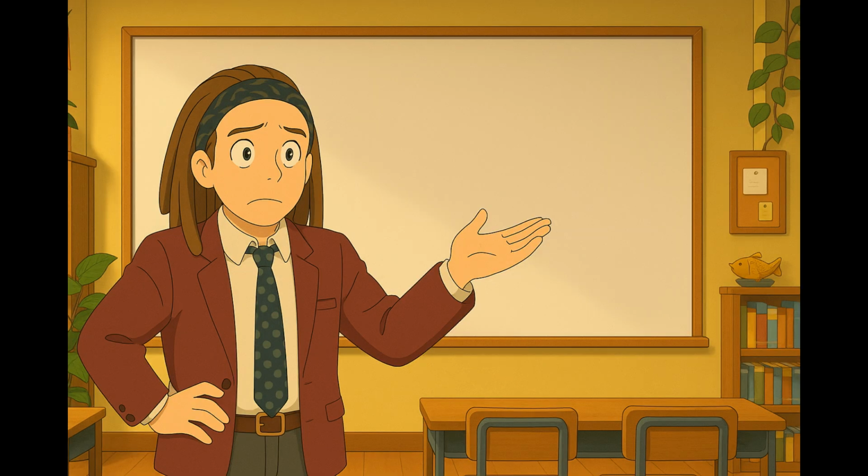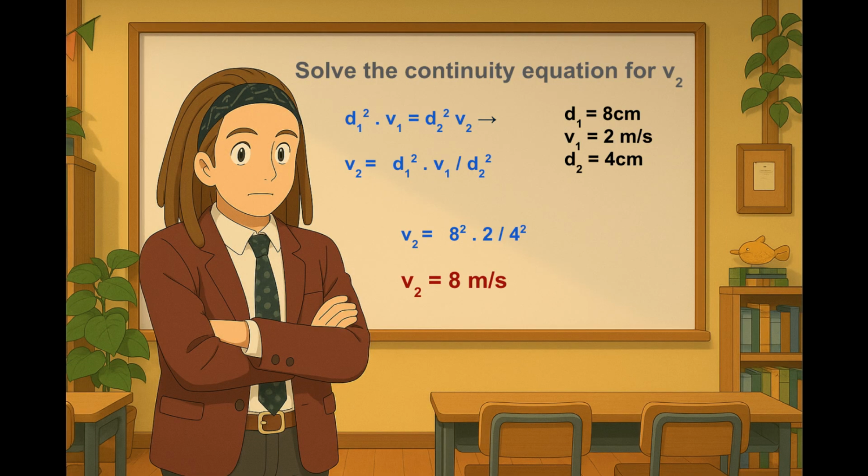Step 4. Solving for pressure. Our main objective is to find P2. To do this, we first need to determine the speed of the water at section 2, V2. We'll use the continuity equation for this. V2 equals V1 times d1 squared over d2 squared. Substitute the given values. V2 equals 2.0 meters per second times the ratio of 8 centimeters over 4 centimeters, squared. Notice how the diameter units cancel out. V2 equals 2.0 meters per second times 4 equals 8.0 meters per second.